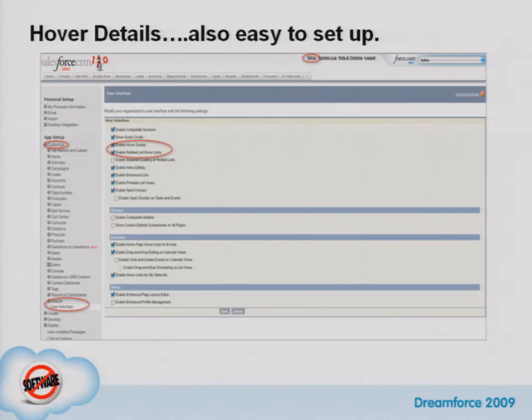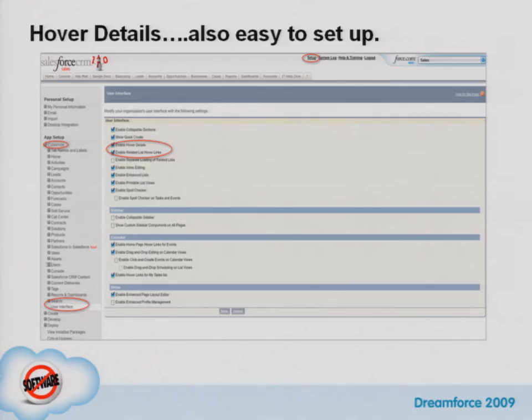So hover details, this is one thing that you can do. Just note it's an org-wide thing, so it's not one of those things where one person can have hover details and one person can't. I don't know why somebody wouldn't want to have things that would make your life easier, but if you want to make your life harder, that's your own choice. So again, setup, customize, and then down there's search and the user interface, and then that gives you the buttons that you can go ahead and select.